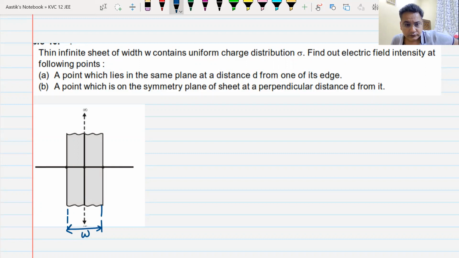Yes, sir. You have to find out the electric field at 2 points. One is the electric field at this point P, which is at a distance D from the edge. And the other one is a point in the plane of symmetry at a distance D. First, let us find the answer for this one, and then I'll tell you which answer they are asking for. So let us first find the electric field at this point P.